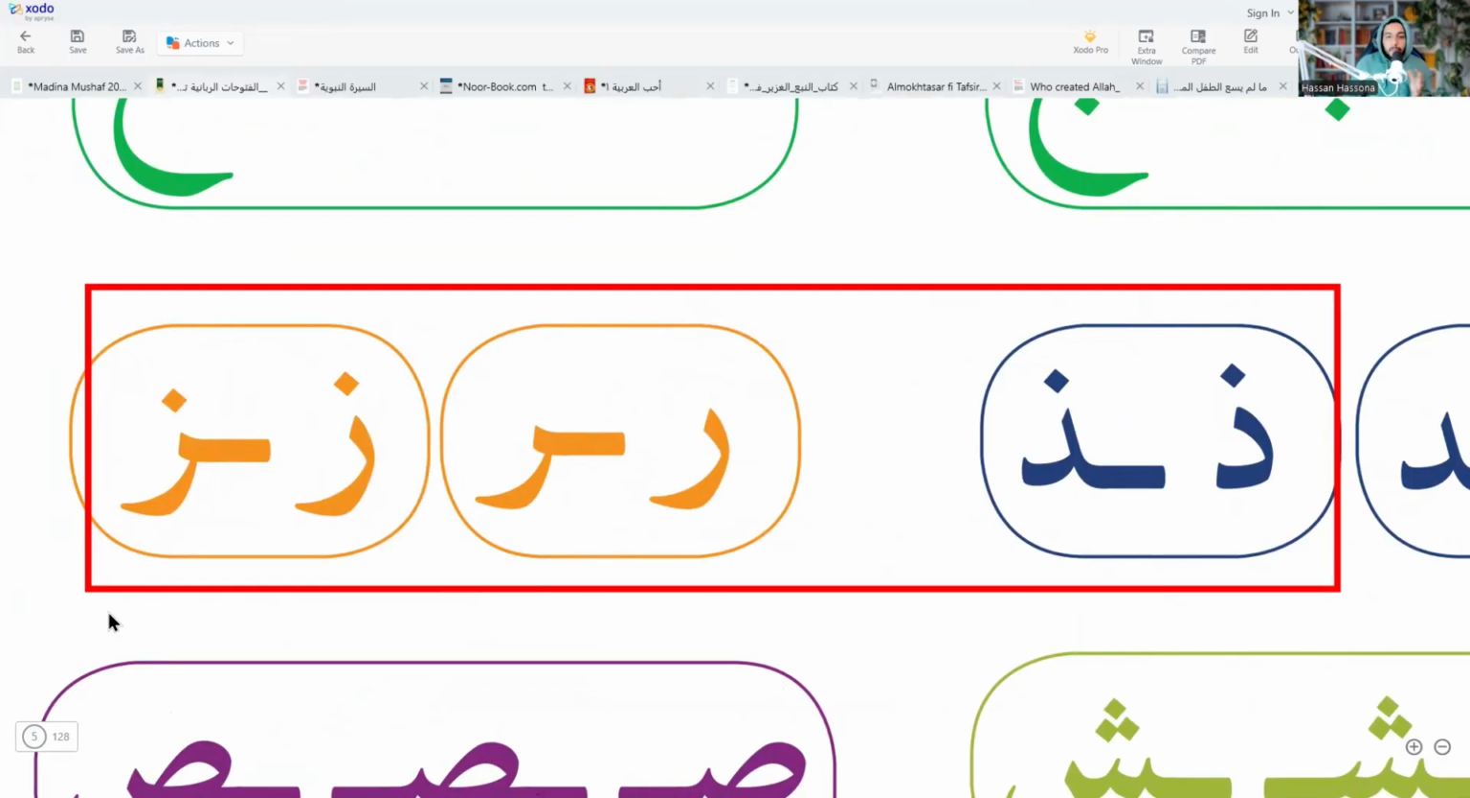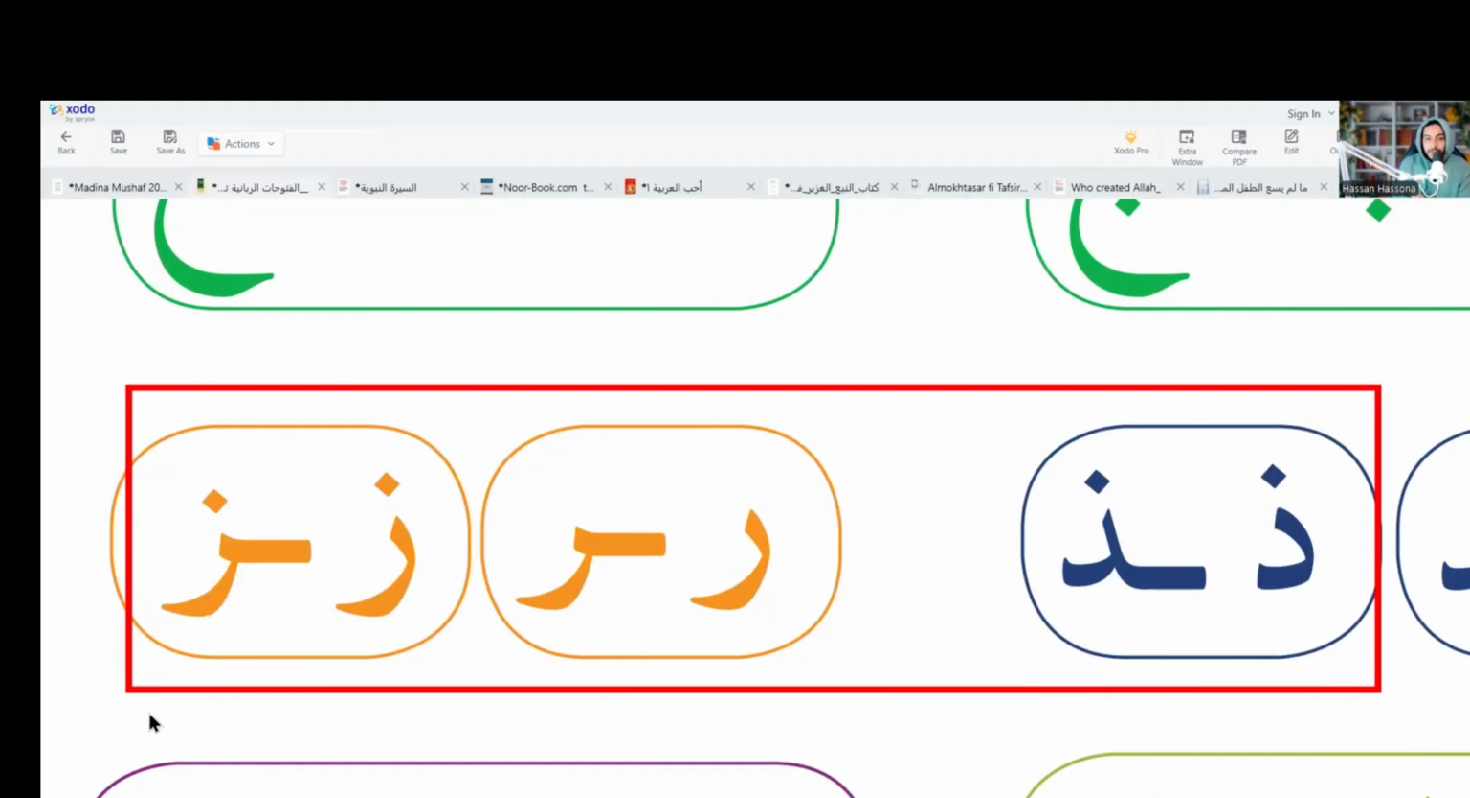Let's repeat all of today's letters together. Dal, Dhal, Ra, and Zay. Now let's say them faster. Dal, Dhal, Ra, and Zay. And now it is time for practice. I will say a word and you tell me which letter you hear.